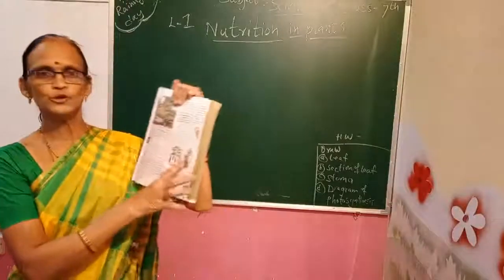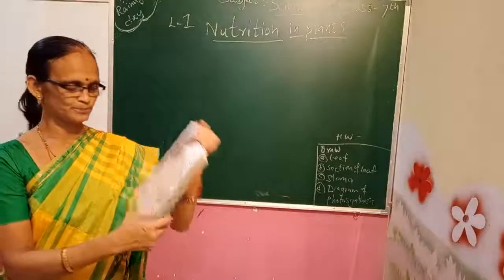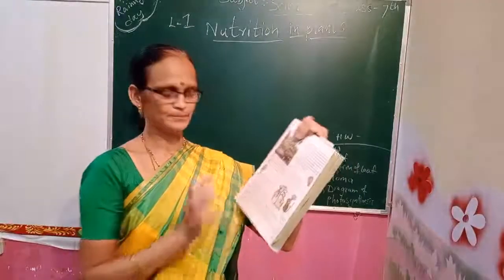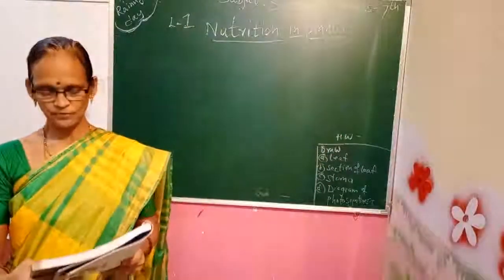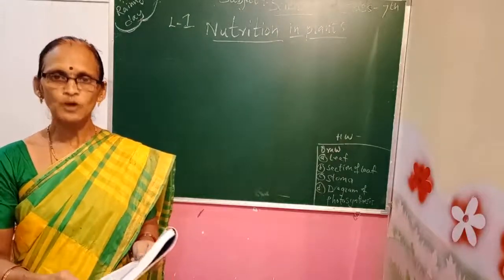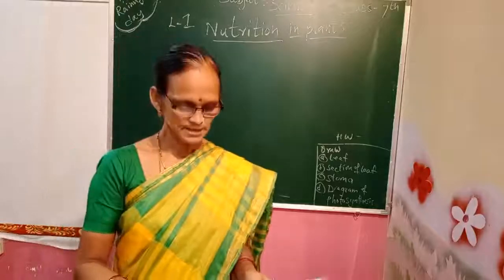This drawing also you do in your notebook. Label them and you draw them. Yeah, next part is 1.4, that is the saprotrophs. Saprotrophs. What is the next part of the lesson?